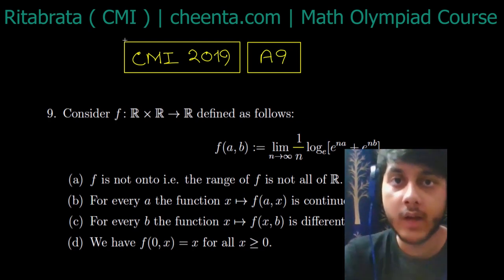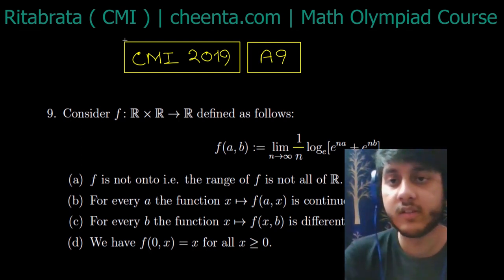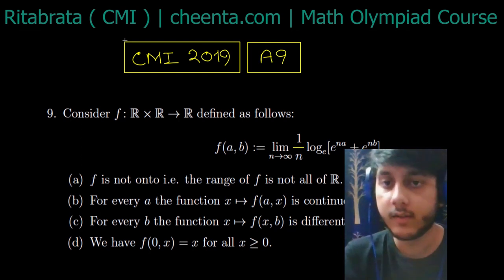Hello. Today I want to discuss a problem that appeared in the CMI 2019 entrance exam. It's a problem on function-based limits. The question says: I have a function f from R² to R such that f(a, b) equals the limit as n tends to infinity of 1/n times log base e of (e^(na) + e^(nb)). This is defined for all real numbers a and b. Then I have to check whether f is onto or not.